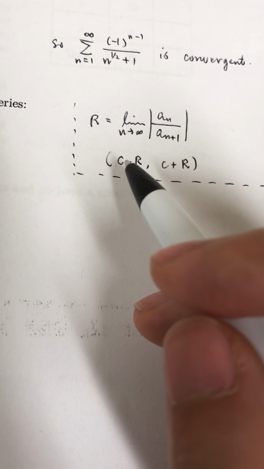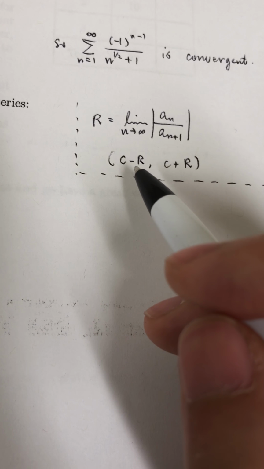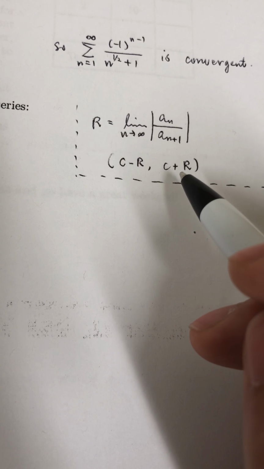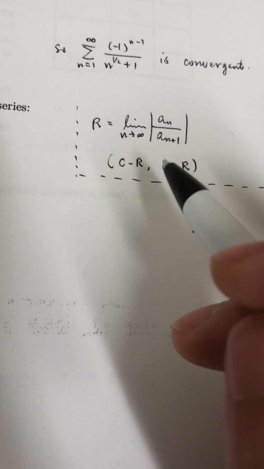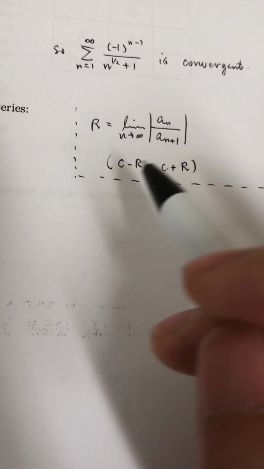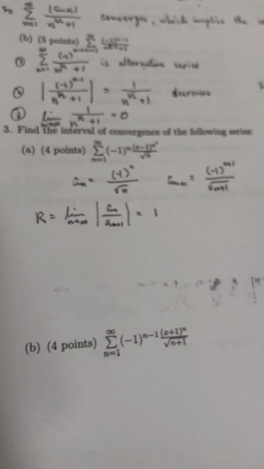So basically, the interval here would be 1 minus 1, which is 0, to 1 plus 1, which is 2. It's an open interval 0 to 2. Now let's check if the boundary points 0 and 2 are included.